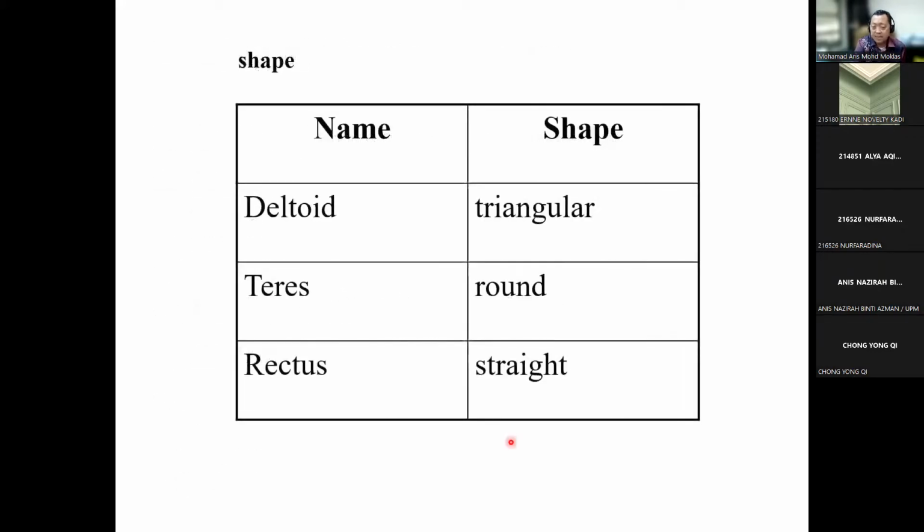First, the shape. The shape of deltoid means triangular. So the deltoid muscle here is actually triangular. Or the teres muscles. Teres means round muscles. Rectus means straight muscles, for example, rectus abdominis. So it's a straight muscle. It is based on the shape.